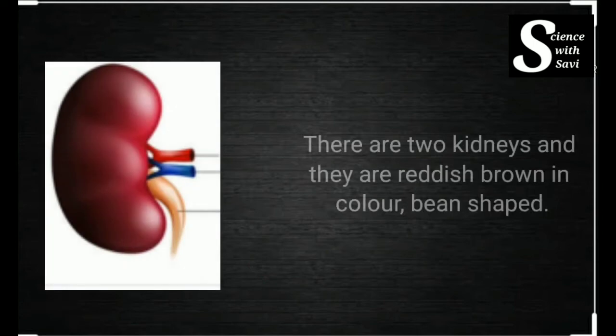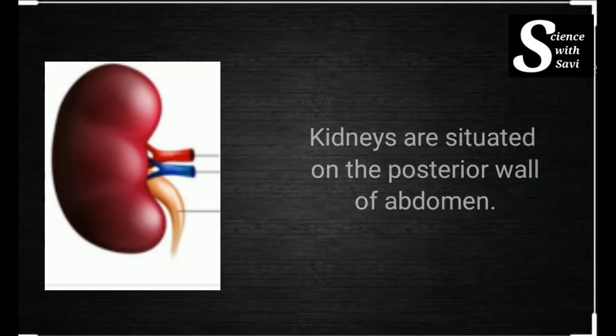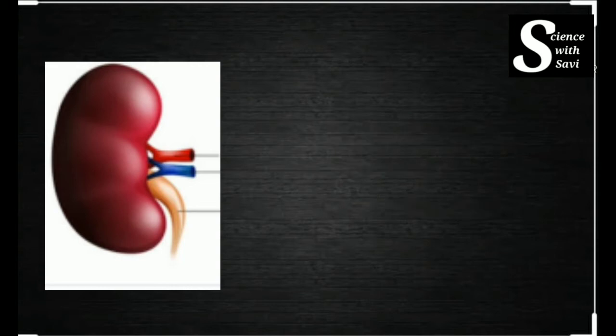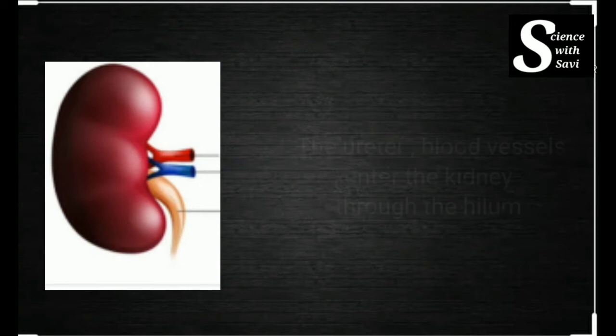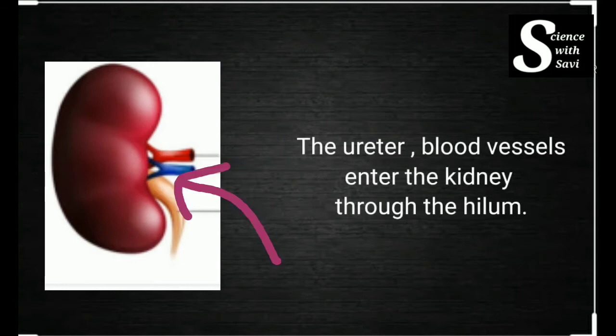There are two kidneys. They are reddish brown in color and bean shaped. They are situated in the posterior wall of the abdomen and lie behind the intestine. Look at the shape of the kidney. At the center, in the inner concave surface of the kidney, you find a notch, and this is called the hilum. The hilum is the place where the blood vessels and nerves enter the kidney, and also the ureter leaves the kidney. So this place is called the hilum.